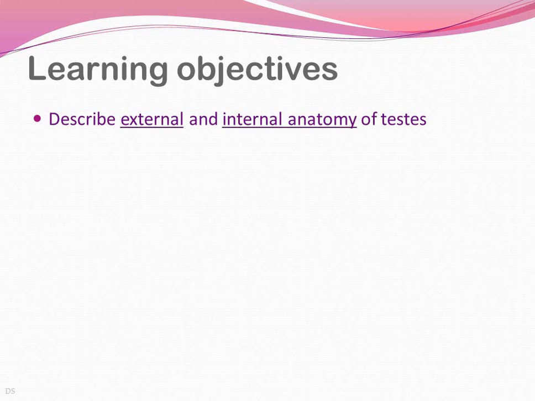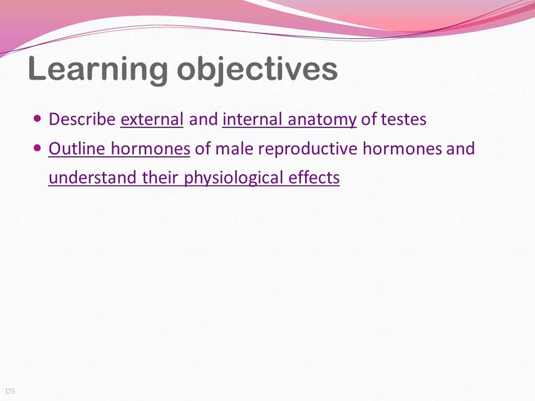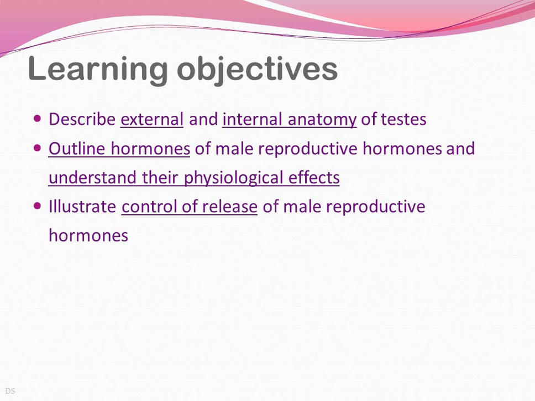So the learning objectives of today's lecture are: describe the external and internal anatomy of the testis. This is very important because without a brief overview of anatomy, you will not get an idea of the exact action of the hormone. Okay, so for that purpose, it is important. Then, outline the male reproductive hormones and understand their physiological effects. And finally, an illustration of the control of release of male reproductive hormones. Okay, so this is how we are going to cover today's topic.